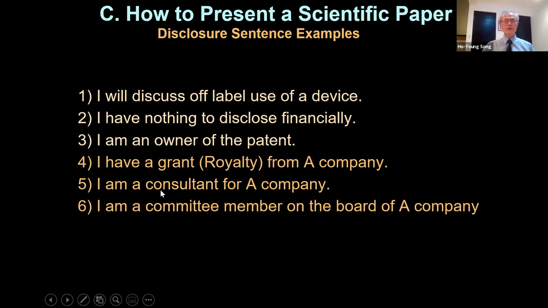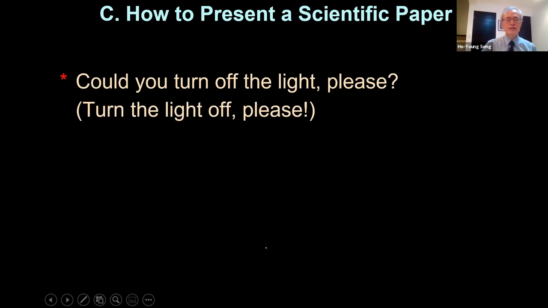And then I am a consultant for a company, and I am a committee member on the board of a company. And also, here's another example. Could you turn off the light, please? Usually, when you start the presentation, you can use this one, particularly the first presenter, because it is too bright for your presentation.